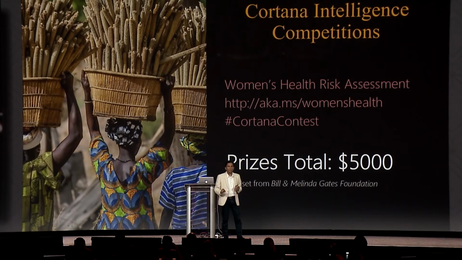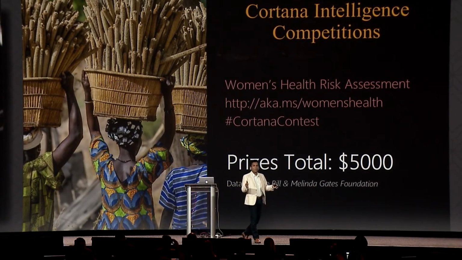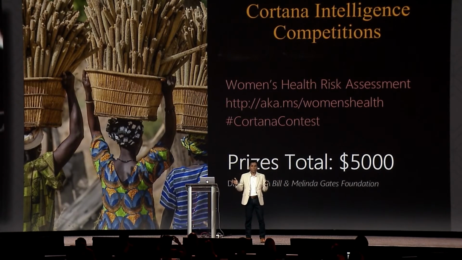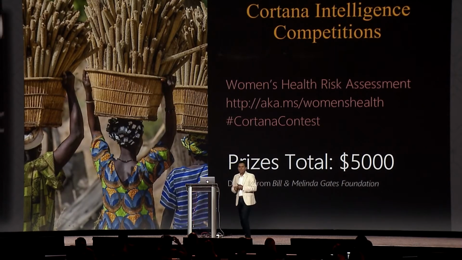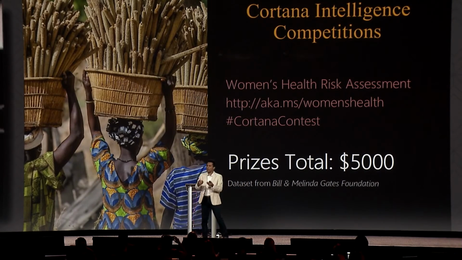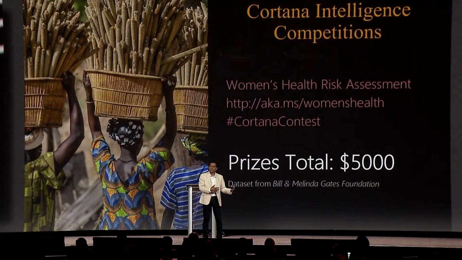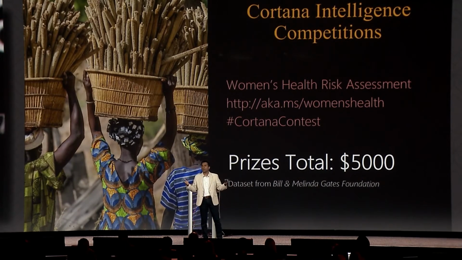Here's an example. So we are hosting a machine learning competition today. It is based on data from the Gates Foundation on women's health. This is a machine learning competition to predict the probability of health risks, such as HIV infections, in poor, undeveloped parts of the world for women.